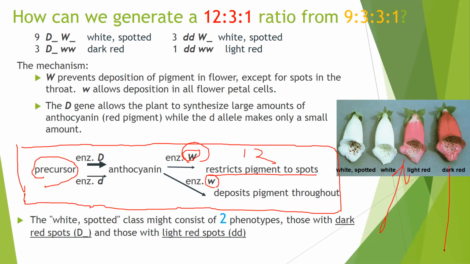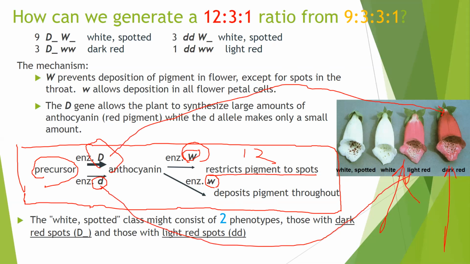Then only in this case, we will see the difference between the big D and the small d, because big D will produce the dark red and the little d will produce the light red. So only if this W gene is recessive, it will not restrict the pigment to be deposited in the petal. Then we're going to see the difference between these two alleles for the D gene. So this is the biological pathway that explains the ratio of 12 to 3 to 1.